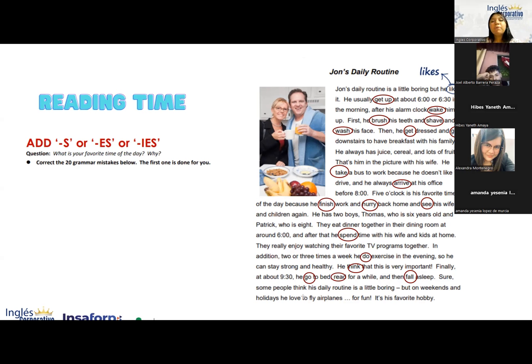Sure, some people think his daily routine is a little boring. But on weekends and holiday, he loves to fly airplanes for a fan. It's his favorite hobby. Okay, very good. Yeah, so count. Let's count. Vamos a contar si tenemos los 20.